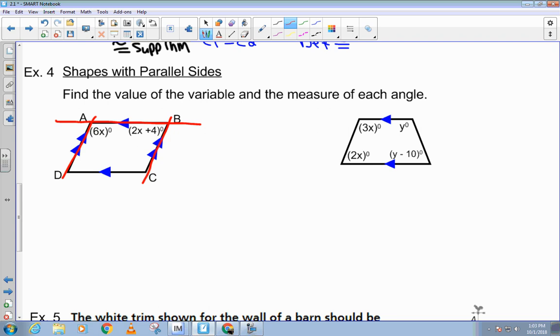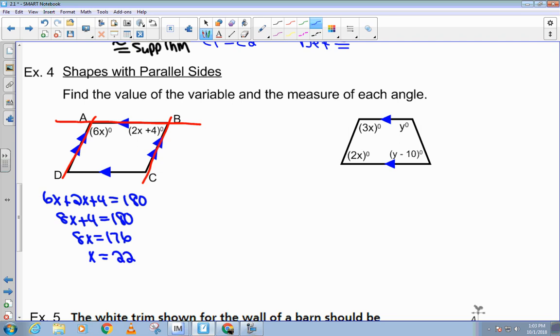Same side interior. And what do we know about same side interior? No, they're not equal to each other. Look at them. One's obtuse, one's acute. They add together to equal 180. So we can do 6x plus 2x plus 4 equals 180. So we end up with 8x plus 4 equals 180. Subtract 4 from both sides, and then divide both sides by 8. And x is what? 22. So x is 22.